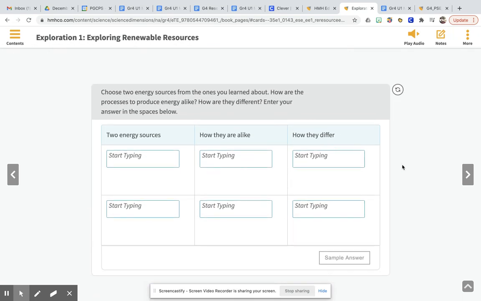And so here is our discussion now. It says choose two energy sources from the ones you've learned about. How are the processes to produce energy alike, and how are they different? You are going to just have a verbal conversation. Dr. Johnson is going to pause the video at this time, and you are going to select an energy source. He's going to call in a couple people, and they are going to select energy sources. Whatever two energy sources you select, you're going to share how those energy sources are alike and how they are different. Please pause the video and have that discussion at this time.